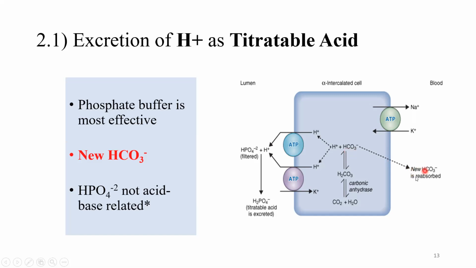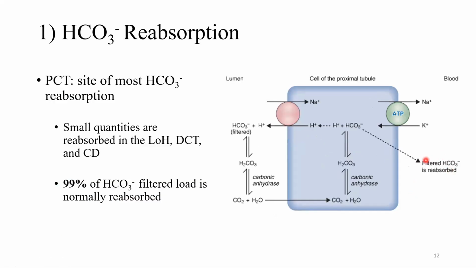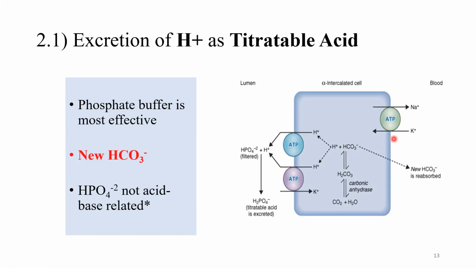We call it new bicarbonate, as opposed to, let me just go back, filtered bicarbonate. So at PCT, you have filtered bicarbonate being reabsorbed. Here at the alpha intercalated cell, you have new bicarbonate which is reabsorbed. Very important point to note. Okay, new bicarbonate given in red, so you can't miss it. Okay, the final point about this system is that this phosphate buffer system, however, is very effective.